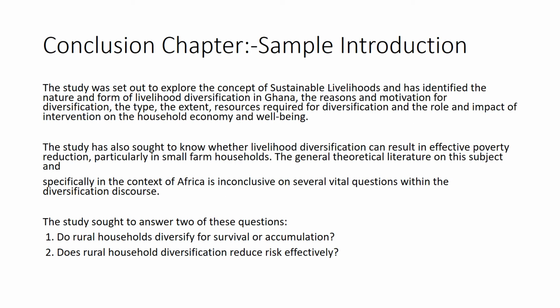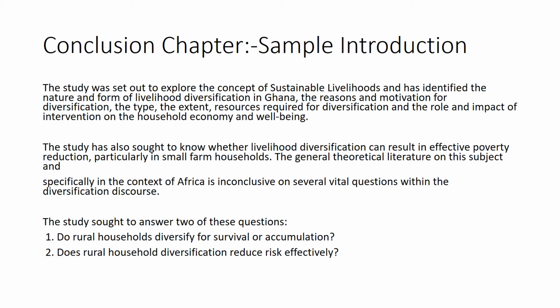So let's look at a conclusion chapter, a sample introduction. This could include the following. The study set out to explore the content of sustainable livelihoods and has identified the nature and form of livelihood diversification in Ghana: the reasons and motivation for diversification, the type, the extent, the resources required for diversification, and the role and impact of intervention on household economic well-being. The study also sought to know whether livelihood diversification can result in effective poverty reduction, particularly in small farm households.